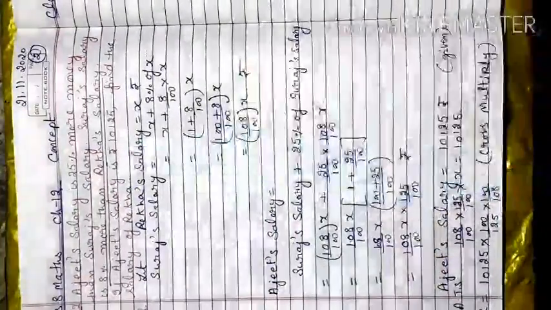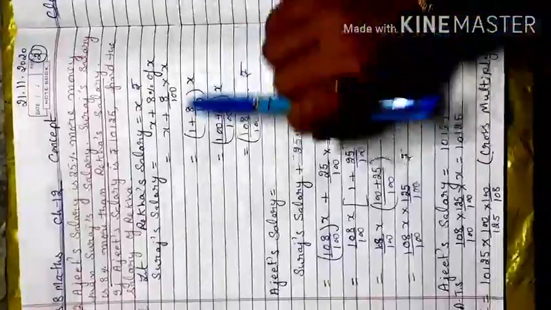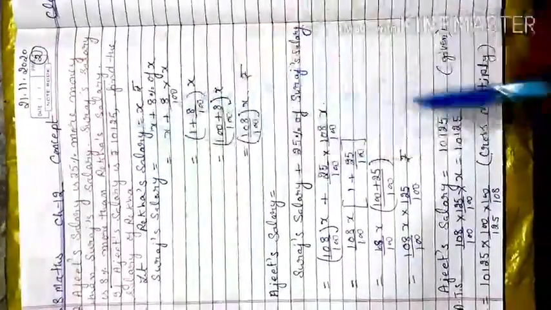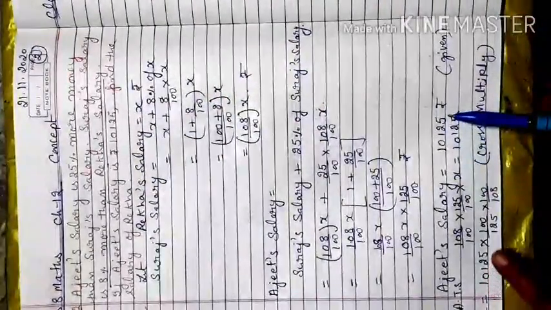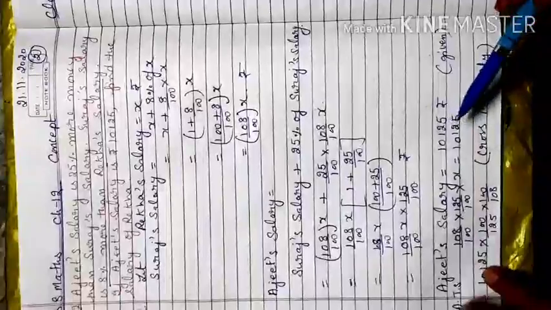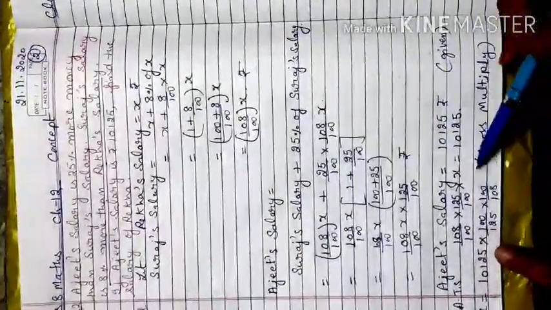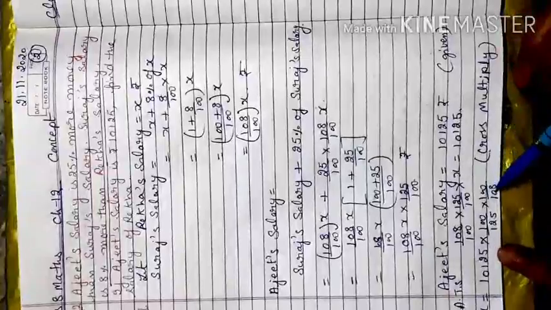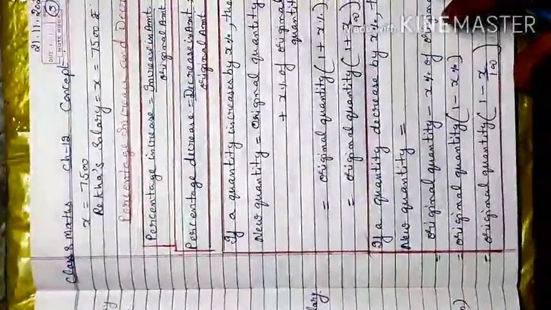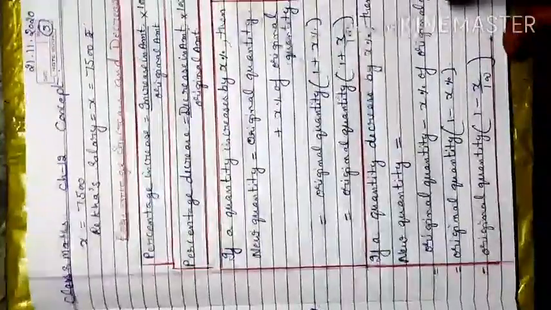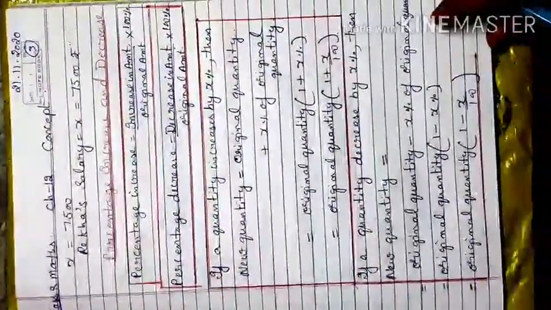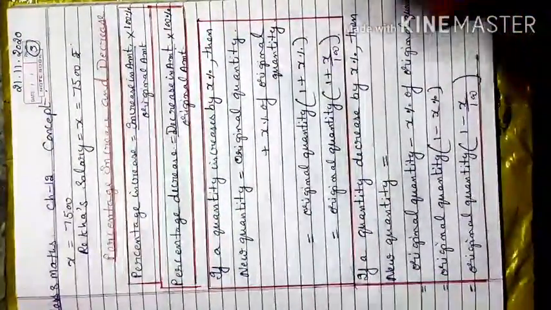But the actual salary is also given in the statement, that is, Ajit's actual salary is 10,125. So now you compare this actual salary with the salary according to the statement. When you compare after cross multiplying, you get the x value after calculation as 7,500. So that means Rekha's salary x is equal to 7,500 rupees.